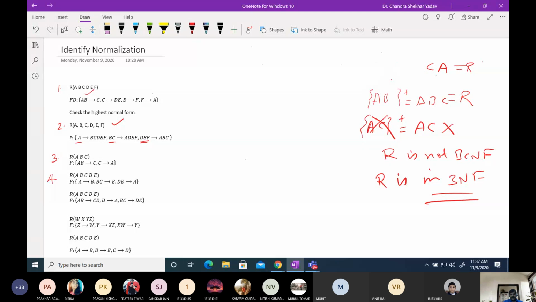Find out the candidate key of R in question number 4. Vineet Raj, are you there?